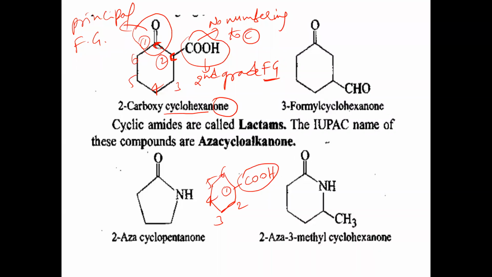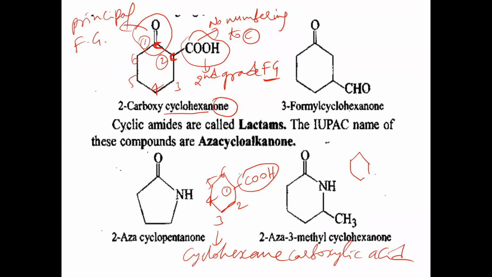As the ketone is forming the ring, we have given one to the ketone, and carboxy to this COOH. But here only COOH is attached to cyclohexane. Now what is the name of this? Tell me. Cyclohexane carboxylic acid.